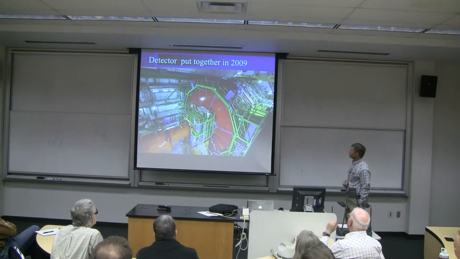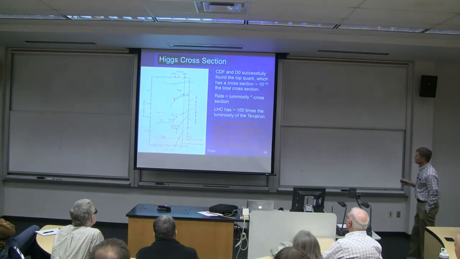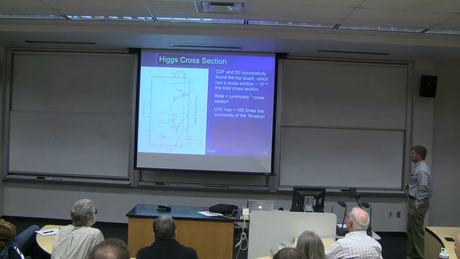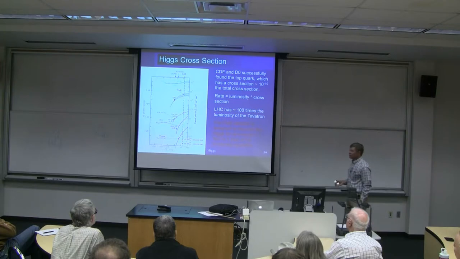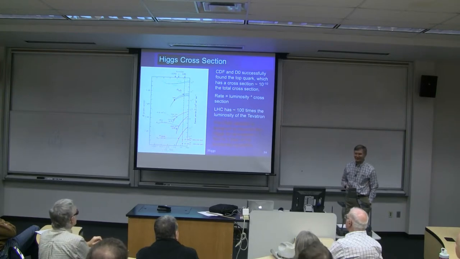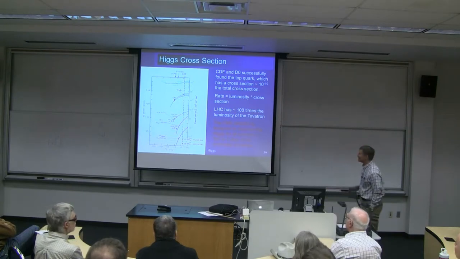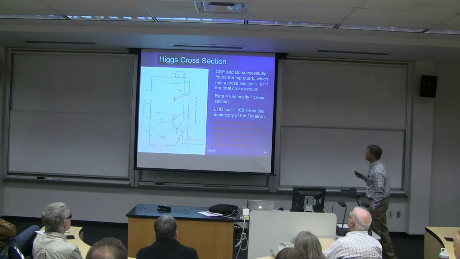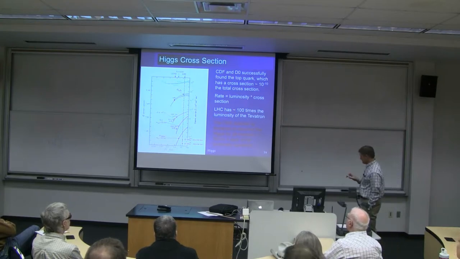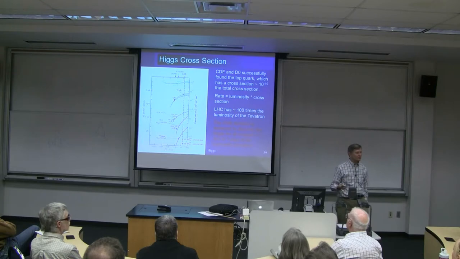So here's the detector altogether in 2009. So that's the detector. I mentioned the accelerator. Now the question is, how hard is this going to be? Can we find anything? Is it a needle in a haystack, and can we find the needle? I think it's actually harder than a needle in a haystack. But it turns out there were Fermilab experiments that found something called the top quark that had a cross section. That's the probability for something to happen, if you like.